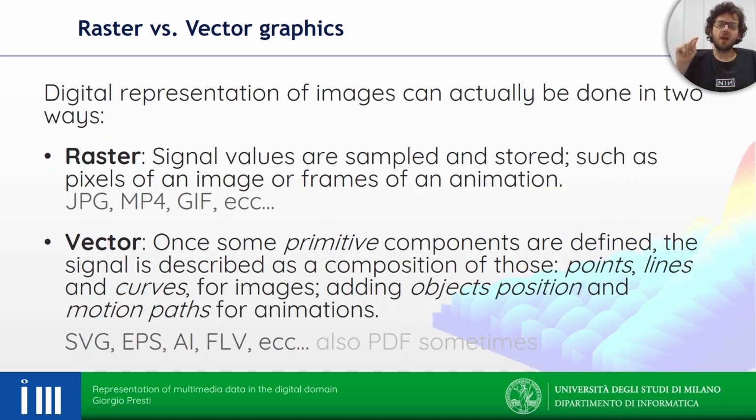But there is another way of storing information, which is by vectors. It means that once some primitive components are defined, such as lines, points, and shapes, signals are described as a composition of those lines, points, and shapes. This is for images. When we talk about vector animation, we add the concept of object position and motion paths for describing animation in a vector way. Typical containers for vector graphics are SVG, EPS, AI, FLV, and also PDF sometimes.